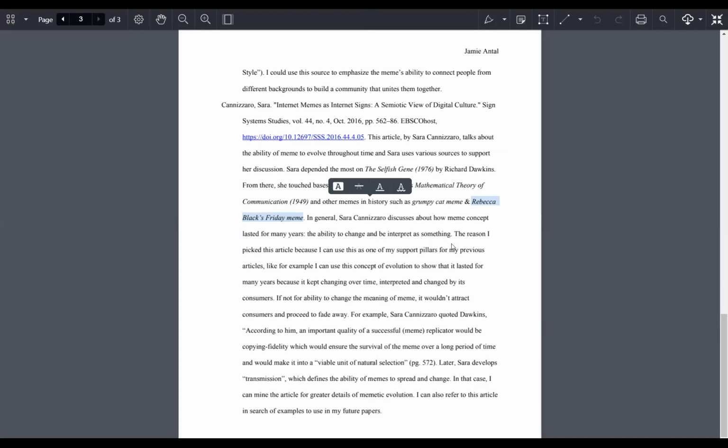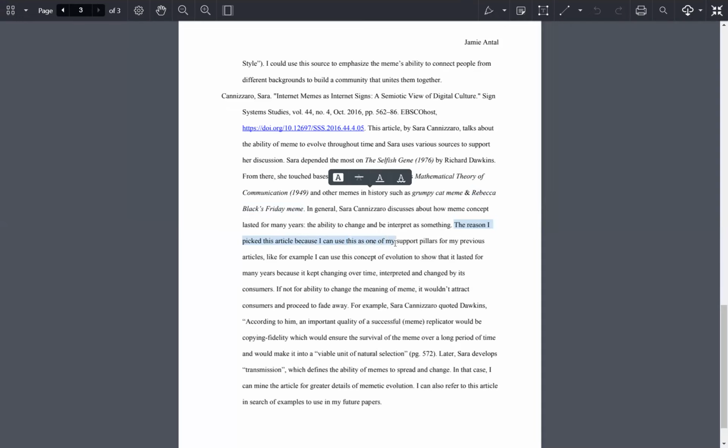So this is very nicely done. This is what I was not seeing in the other annotations. You say, the reason I picked this article is because I can use it as one of my support pillars for my previous articles. I can use this concept of evolution to show that it lasted for many years because it kept changing over time, interpreted and changed by its consumers. If not for the ability to change the meaning of the meme, it wouldn't attract consumers and proceed to fade away. That seems like a really useful idea.